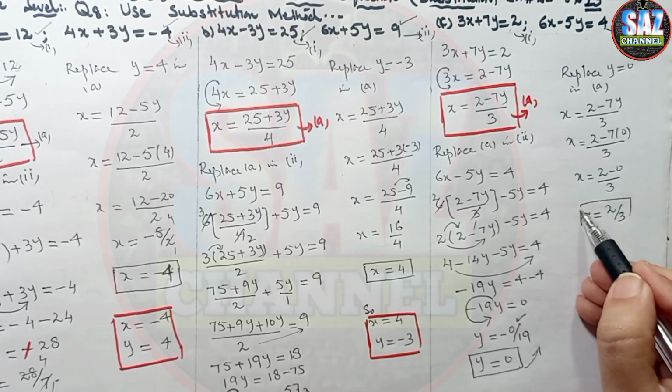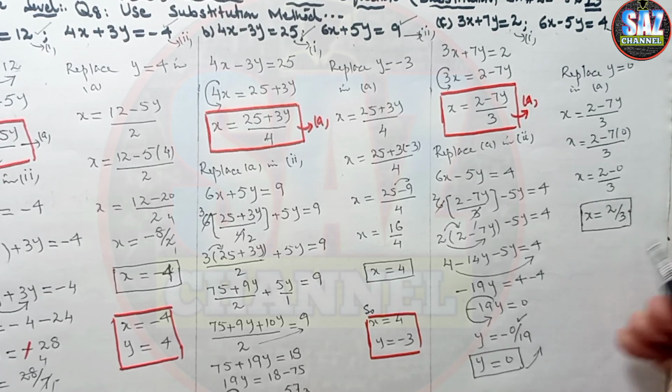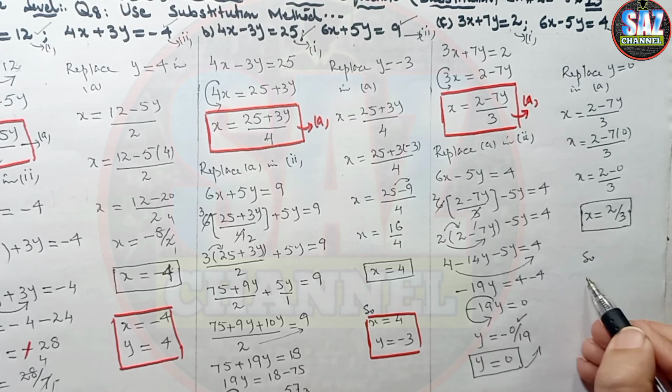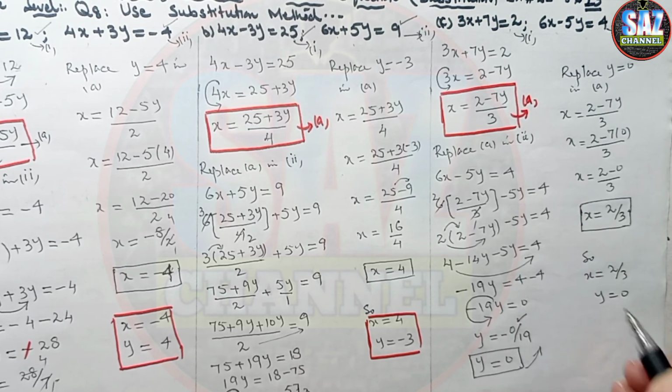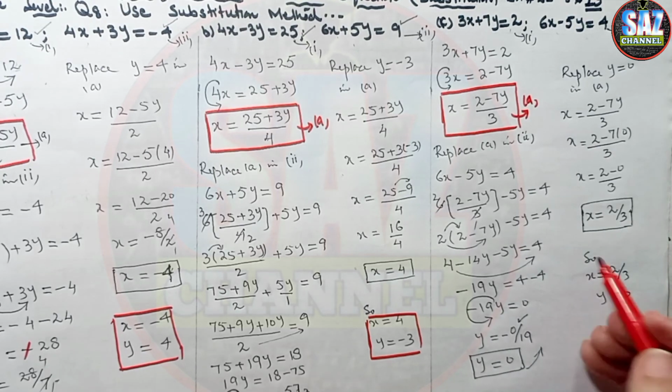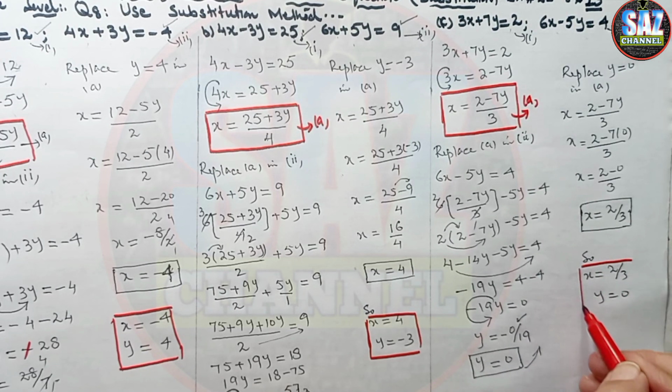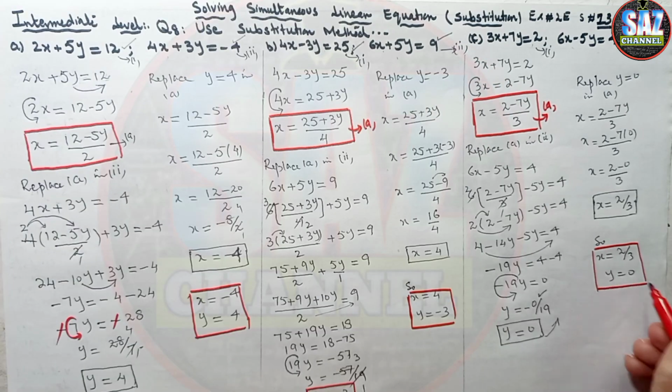So the solution for this situation is x equals 2 by 3 and y equals 0. I hope you are clear about this lesson. For the next difficulty level, please catch me in the next class.